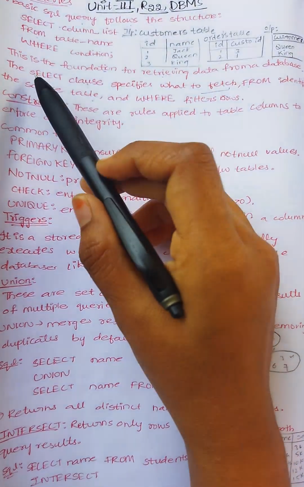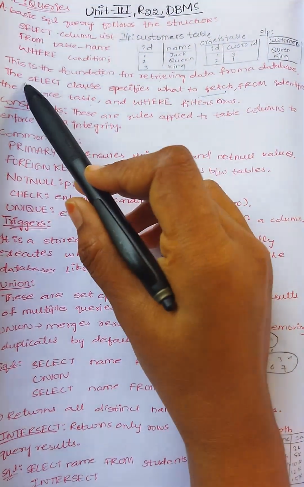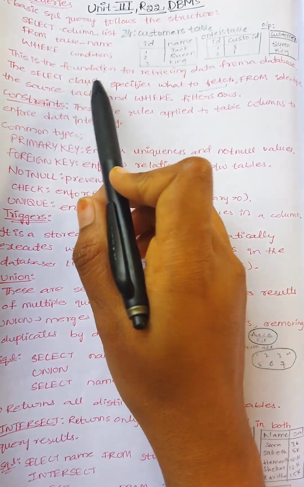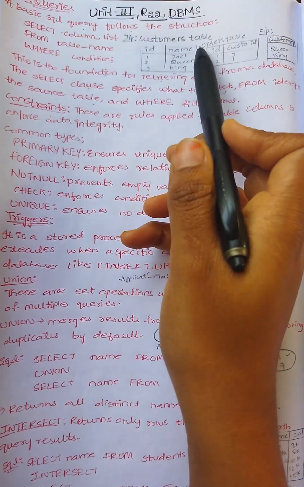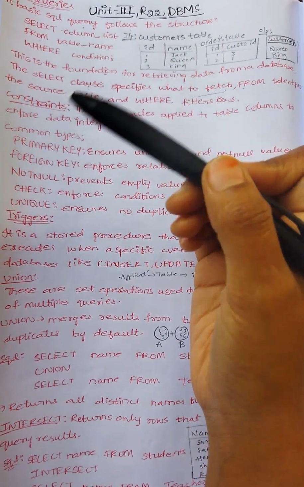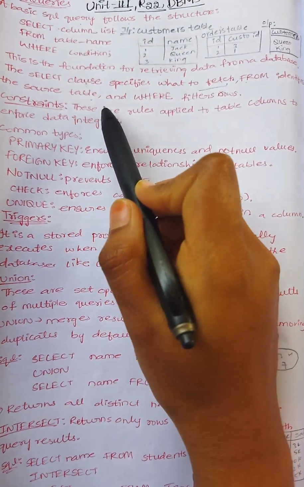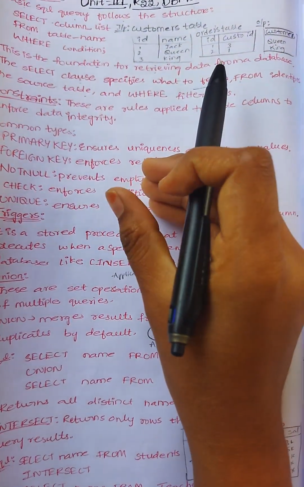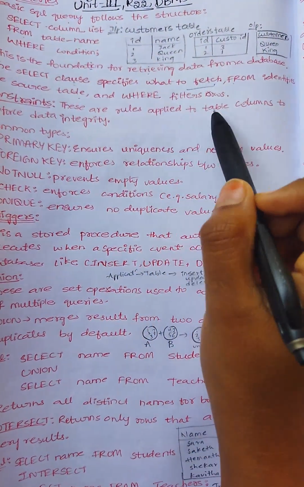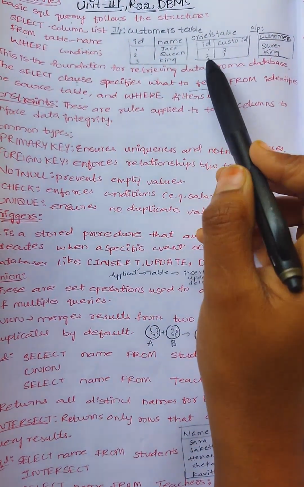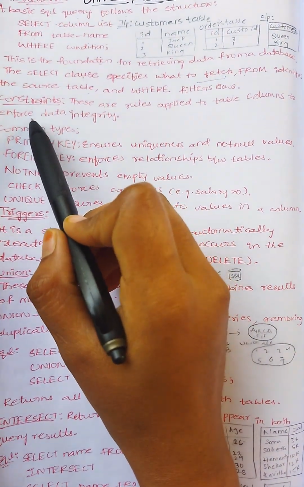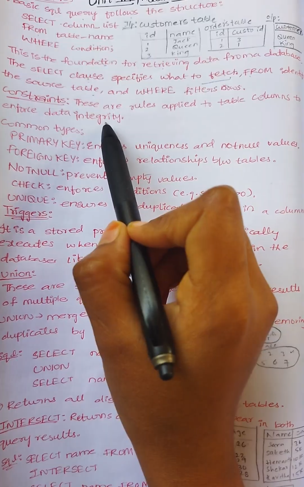Both are the same. The SELECT clause specifies the data to fetch from the table structure, where the condition is satisfied or not. We are checking. Constraints: these are rules. A set of rules is known as constraints. They are applied to table columns in which we are searching the table column, to enforce data integrity.